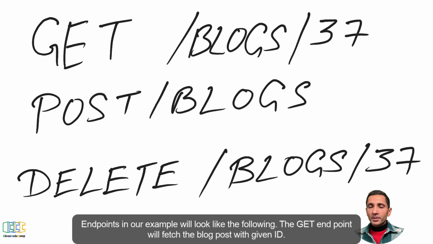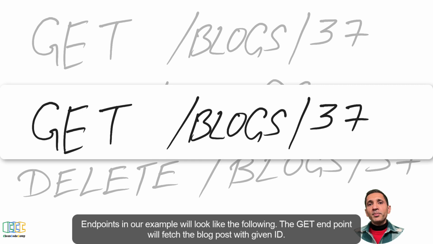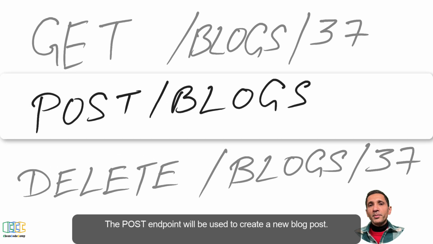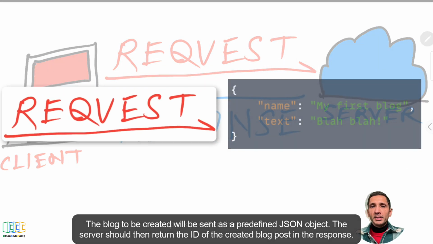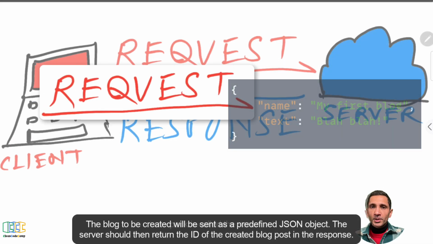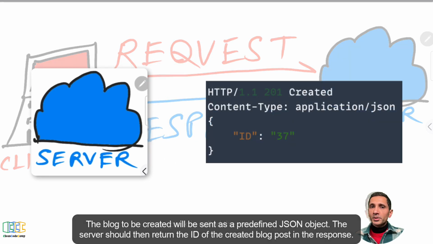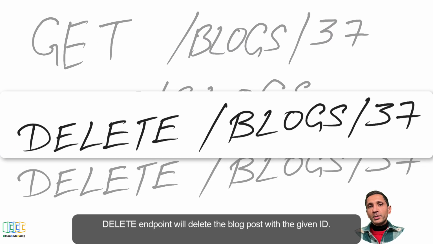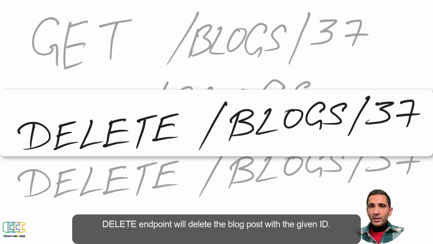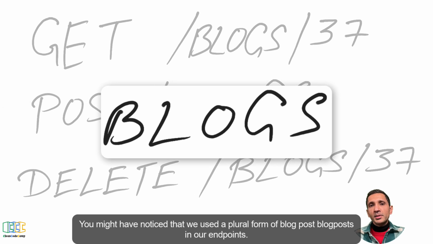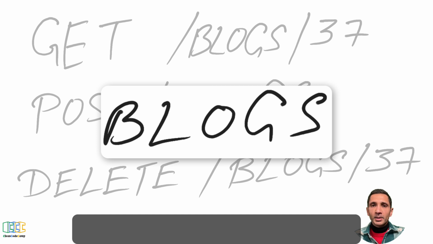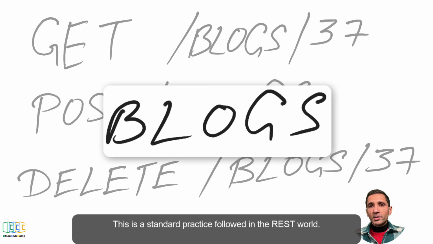Endpoints in our example will look like the following. The GET endpoint will fetch the blog post with the given ID. The POST endpoint will be used to create a new blog post. The blog to be created will be sent as a predefined JSON object. The server should then return the ID of the created blog post in the response. Delete endpoint will delete the blog post with the given ID. You might have noticed that we use the plural form of blog post in our endpoints. This is a standard practice followed in the REST world.